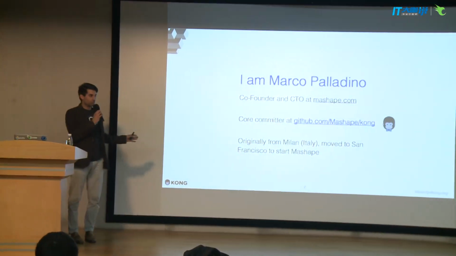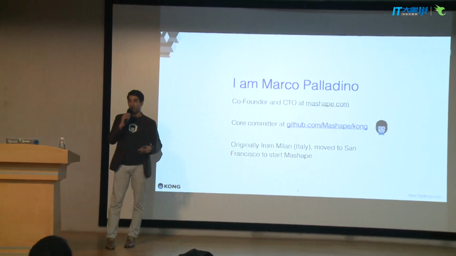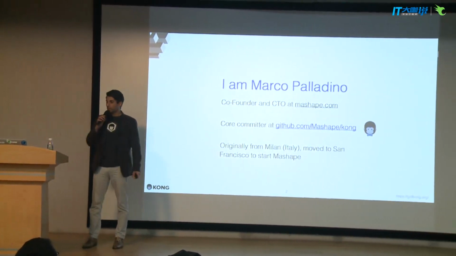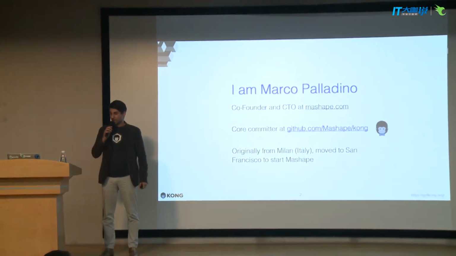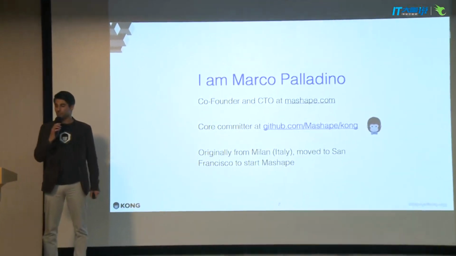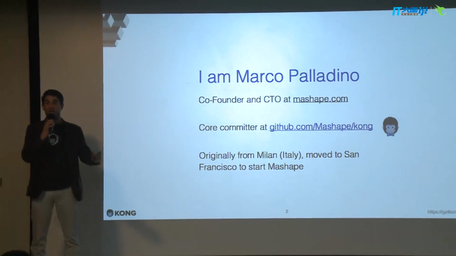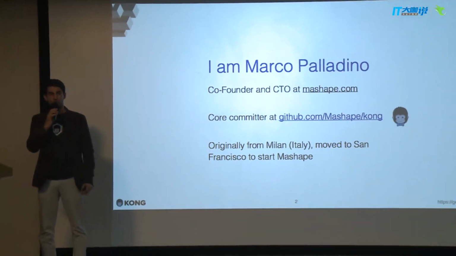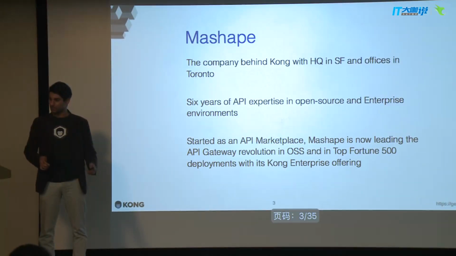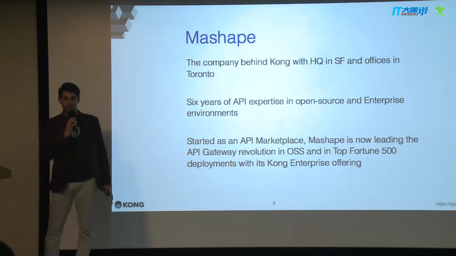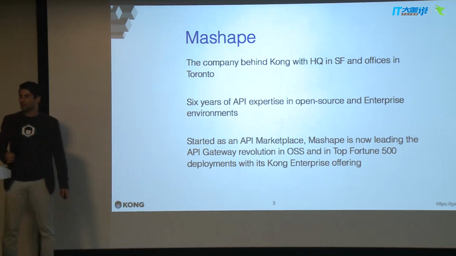Before we start, I'd like to give a quick intro on who I am and what Mashape and the company behind Kong does. I'm Marco Palladino. I'm the co-founder and CTO of Mashape. I'm one of the core committers of Kong as well, and I'm originally Italian. So I moved from Milano with my other co-founder, Augusto, to San Francisco in 2010 to start the company. The company is Mashape, and our HQ is in San Francisco and Toronto.